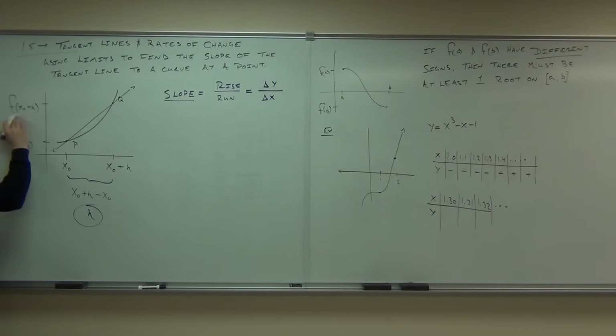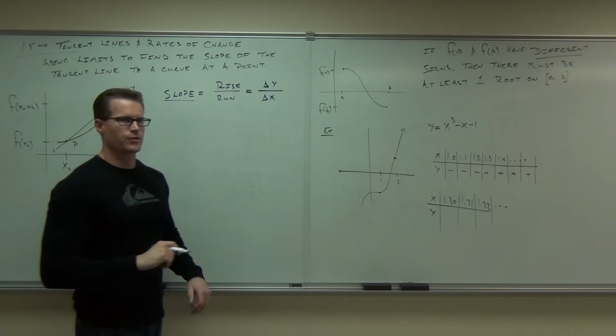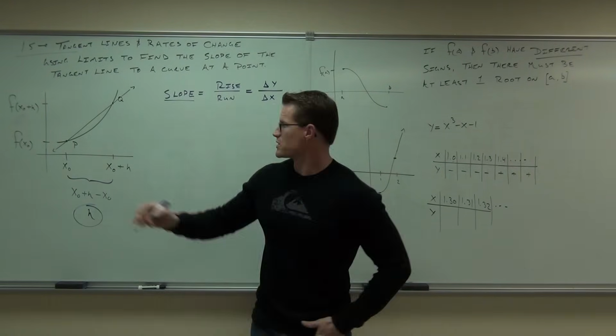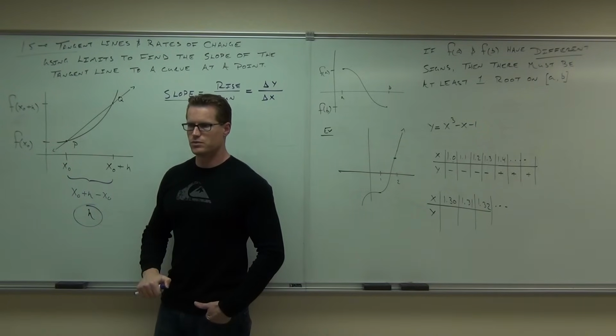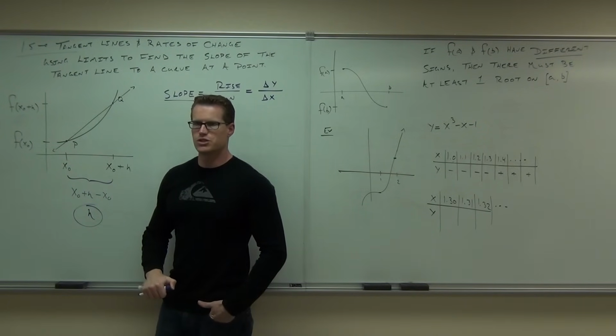How much is the rise? f of h. No, not f of h. f of x. If this was 10 and this was 3, the distance between them would be 7. True. Now, how did you do that?